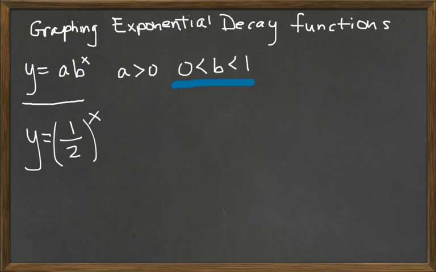I've got that underlined in blue. 0 is less than b, which is less than 1. So that means that my b value is going to be between 0 and 1. It's going to be a fraction. And b is my growth factor, and that's what's going to tell me exactly how much it grows by, or how much it shrinks by. In this case, we're going to be shrinking.